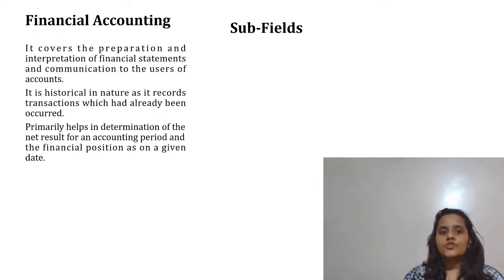Financial accounting is historical in nature because, as we discussed, you have already paid rent that you record in your books. You have purchased stock that you record in the books. So the values are historical events that have happened. It helps primarily in determining the profit and loss of the business and the financial position as on a given date.